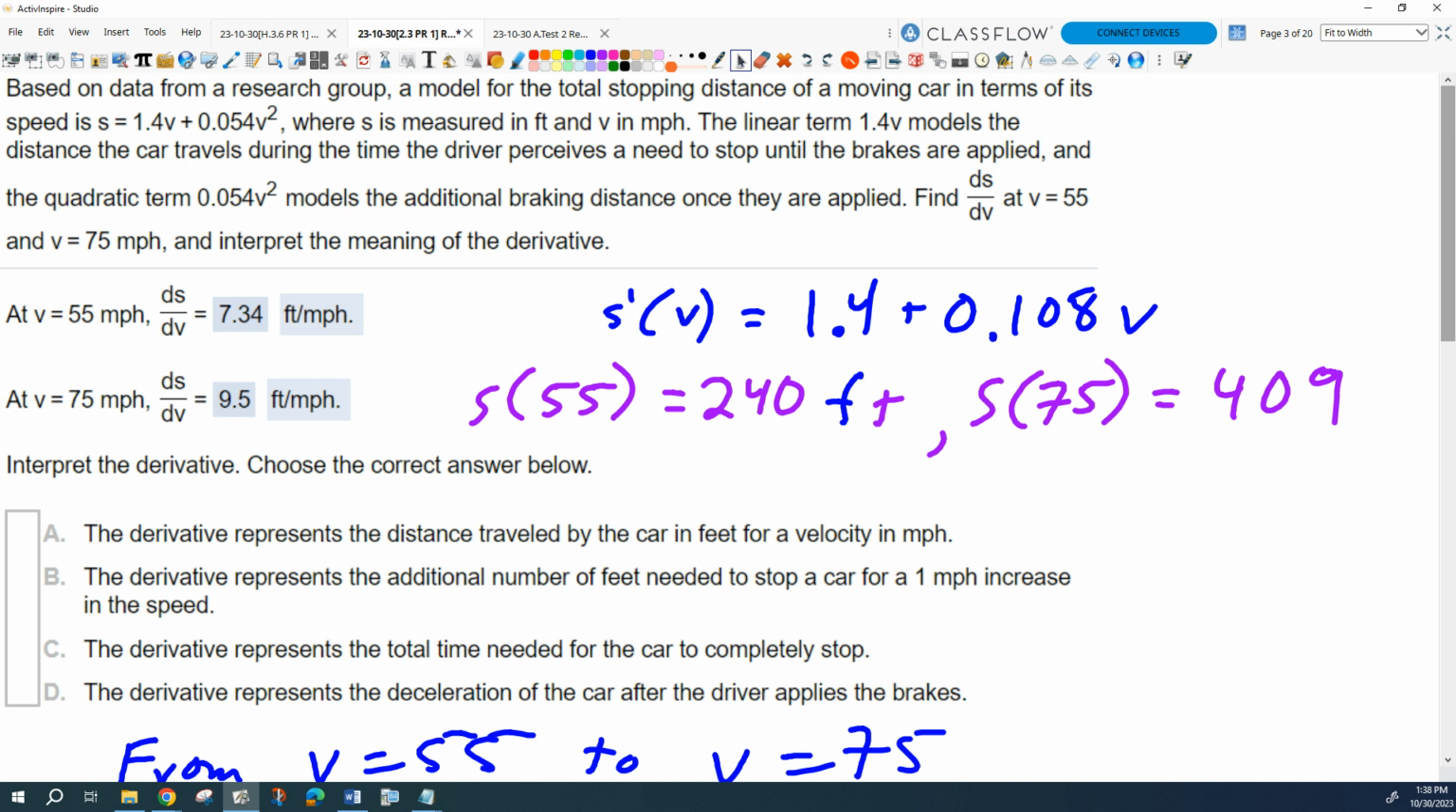So if I evaluate this function at 55, what do I get? You guys tell me real quick. What is S prime of 55? Oh, actually, we calculated it, didn't we? Right here. We calculated it. It was 7.34 feet per miles per hour. Okay. At 75 miles per hour, it was 9.5 feet per miles per hour.